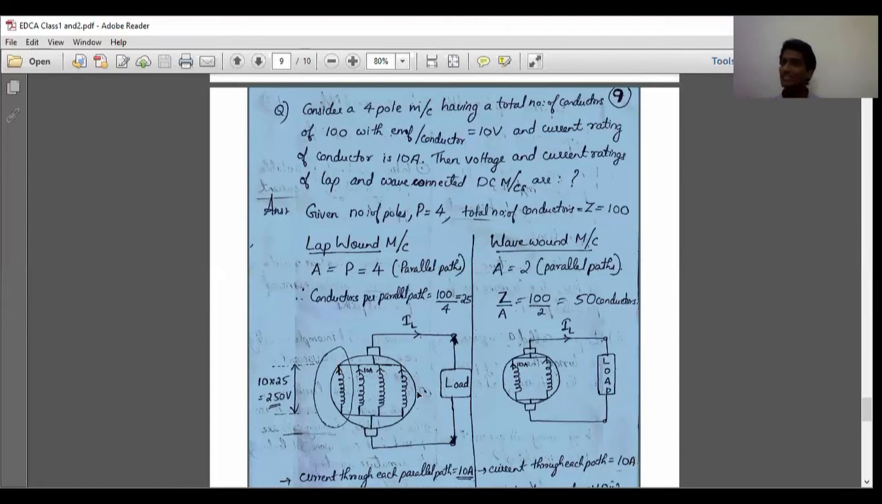And what is the case in a series connection? Voltage will be divided. So if one conductor has a 10 volt capacity, and two such conductors are placed in series, the total voltage rating will be what? 10 plus 10, 20. Clear?